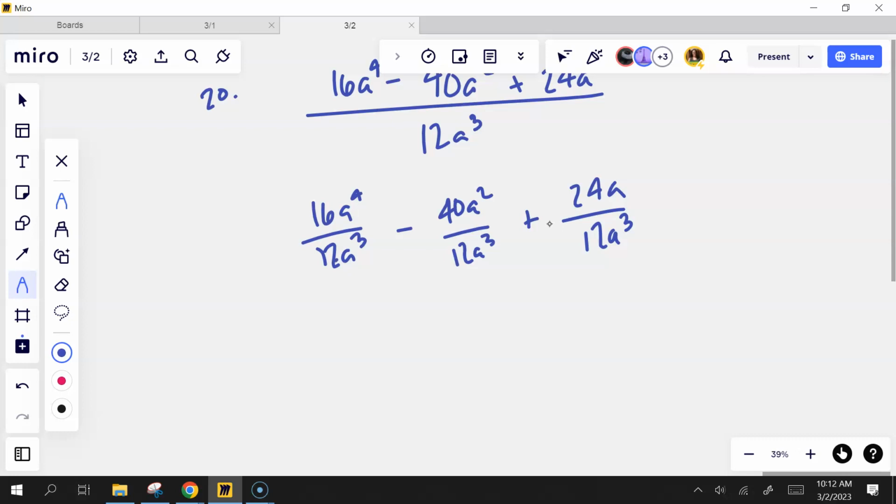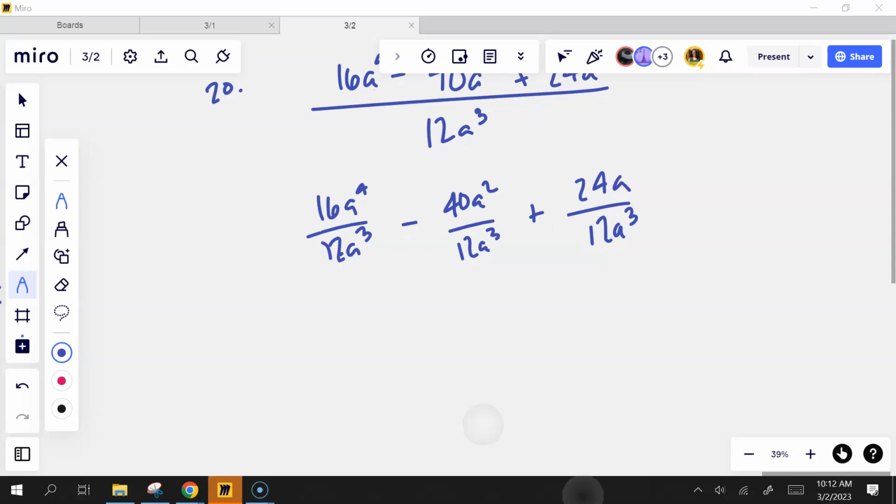All right, 16 over 12. What's that simplify to? 4/3. And then 4 minus 3 is 1.